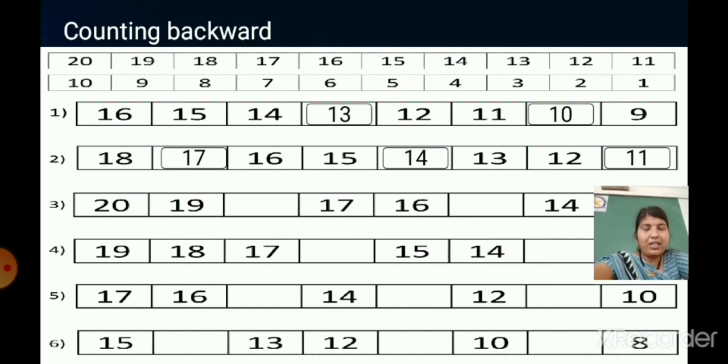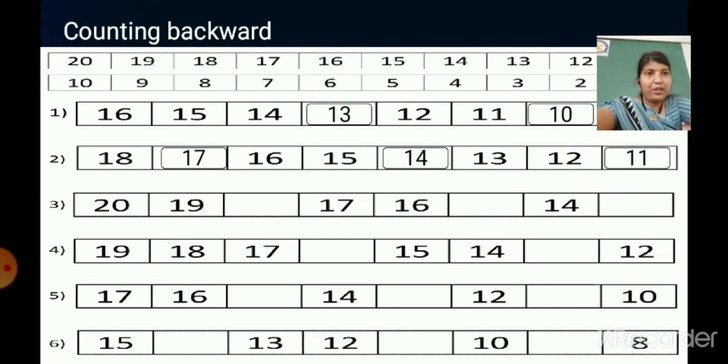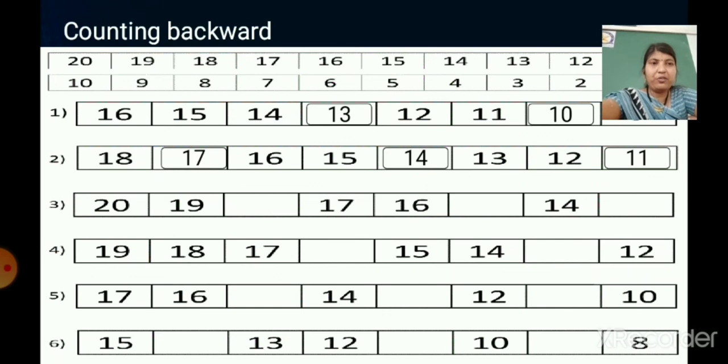Now here also we have completed our backward counting 18 to 11. Let us read it once. 18, 17, 16, 15, 14, 13, 12 and 11. Here are some more examples given. So what you have to do? You have to copy down all these examples in your notebook and then you have to find out the missing numbers by counting backward.